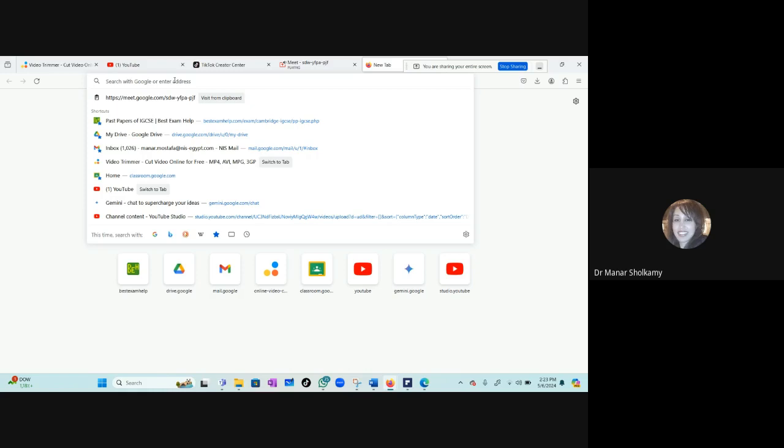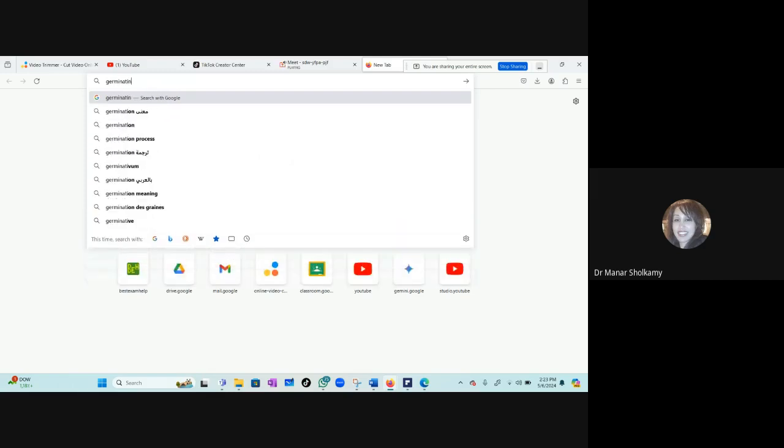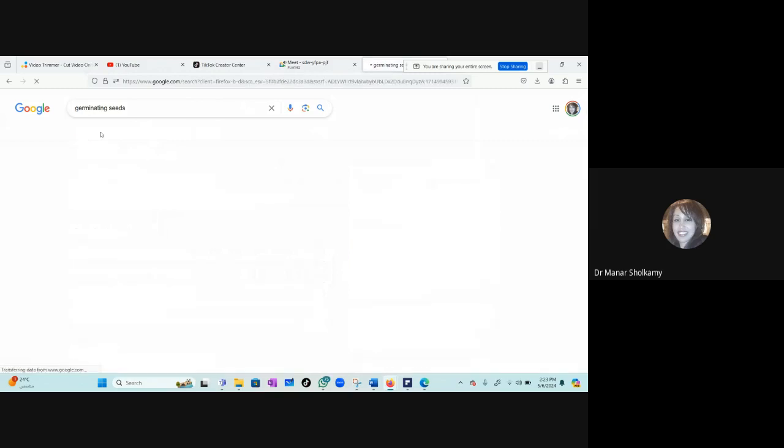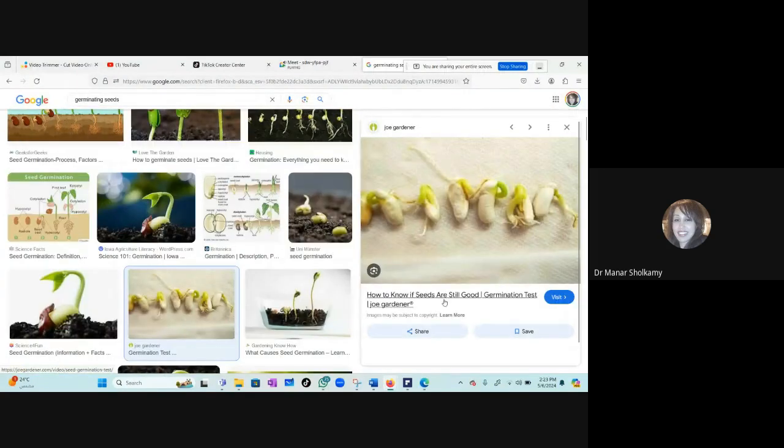Okay, let's show you a picture of a germinating seed or germination. One minute. Okay, so you understand how germinating seeds look like. This is a real picture of a germinating seed. Okay, or they look like this. These are seeds that germinated.